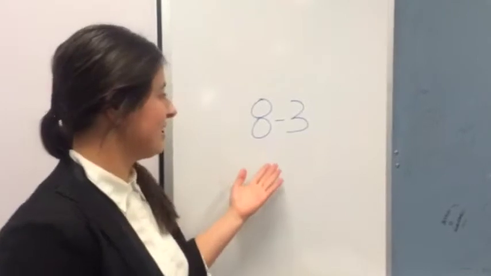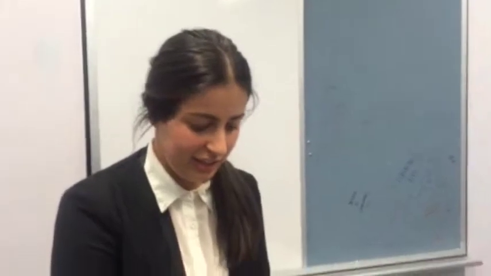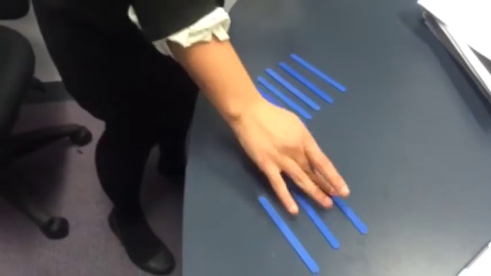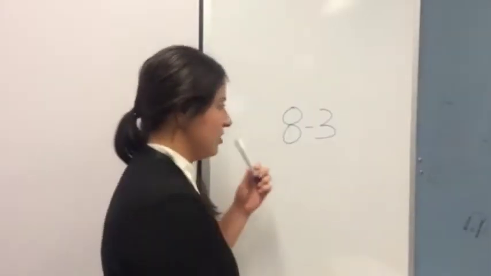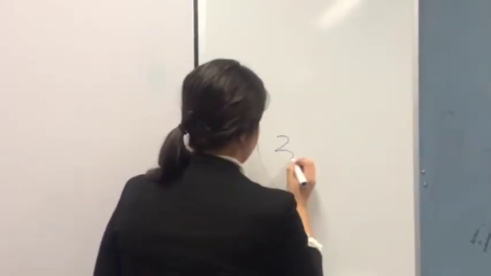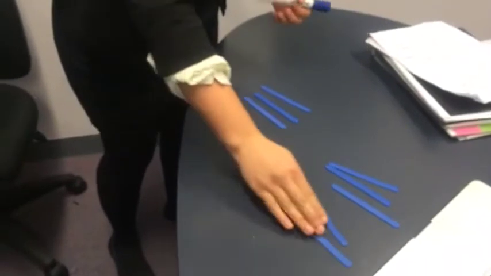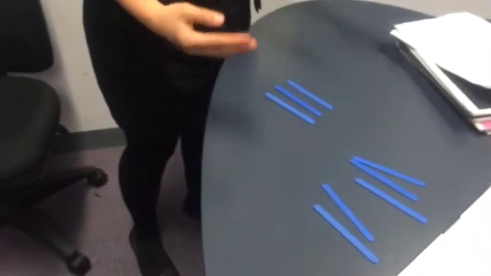Okay, when students see this equation, 8 take away 3, it can easily be done like this. We've got 8 paddle pop sticks, and we can physically take away 3 paddle pop sticks with the result of 5 paddle pop sticks left. However, some students interpret this equation like this. This is where the paddle pop sticks come in handy, so we can physically show the students that you cannot take away 8 paddle pop sticks from 3 without getting a negative result.